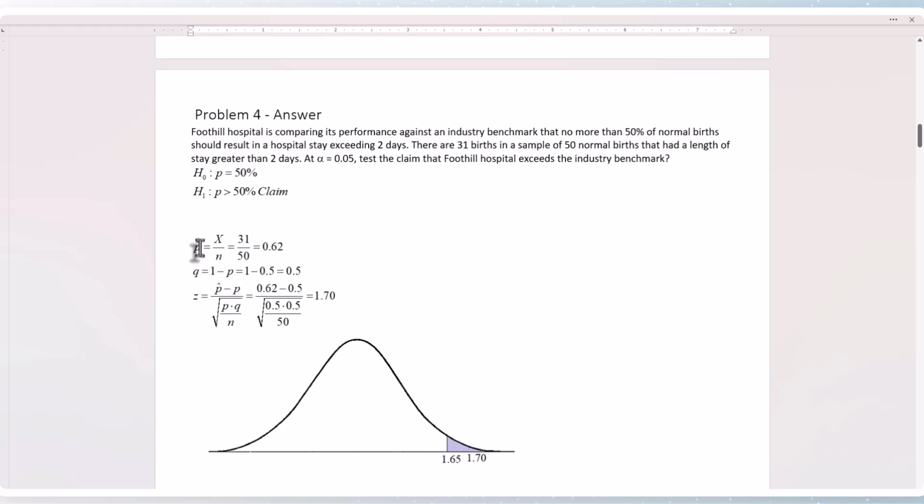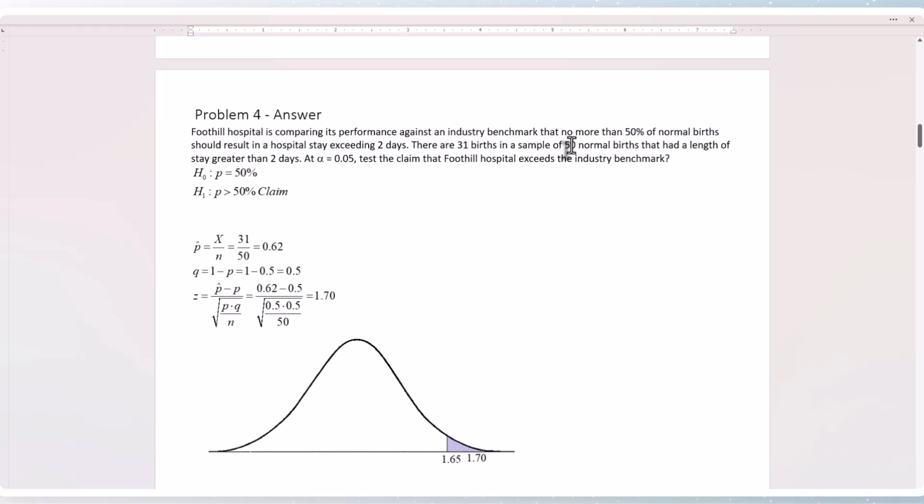To calculate the test point, we need our sample proportion. That's X over N, so 31 over 50, 0.62. Q is 1 minus P, so P is 0.5, right? We convert it to a decimal, so Q is also 0.5. We then plug that information into our test point formula: 0.62 minus 0.5 divided by the square root of 0.5 times 0.5 over 50.